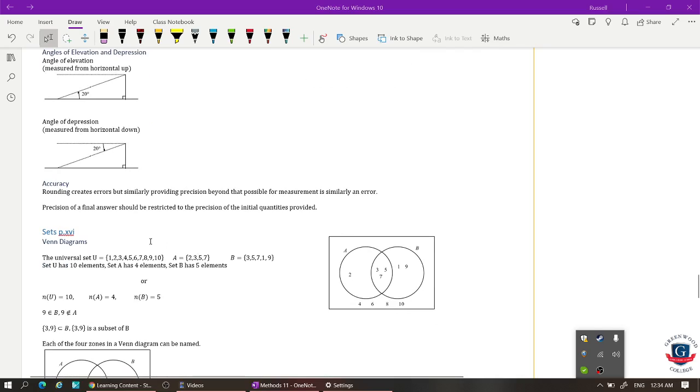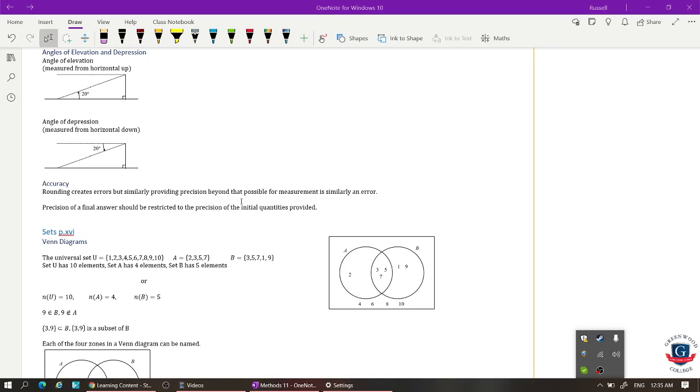And we have to be a little bit careful when we're dealing with accuracy, especially in trigonometry. Rounding creates errors, but similarly providing precision beyond that possible for measurement is also an error. So there's no point in having it to 6 decimal places if you can only measure to 2 decimal places, or if you've only been given information accurate to 2 decimal places. Precision of the final answer should be restricted to the precision of the initial quantities provided.